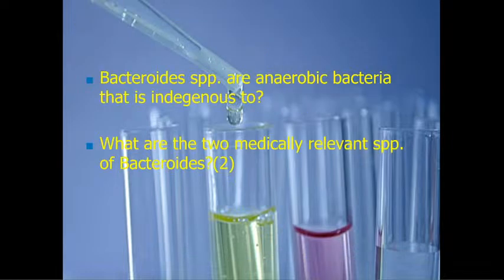Okay, so Bacteroides species are anaerobic bacteria that are indigenous to human feces. So they are usually seen in human feces. And there are two medically relevant species of Bacteroides. We have Bacteroides fragilis and Bacteroides ureolyticus.